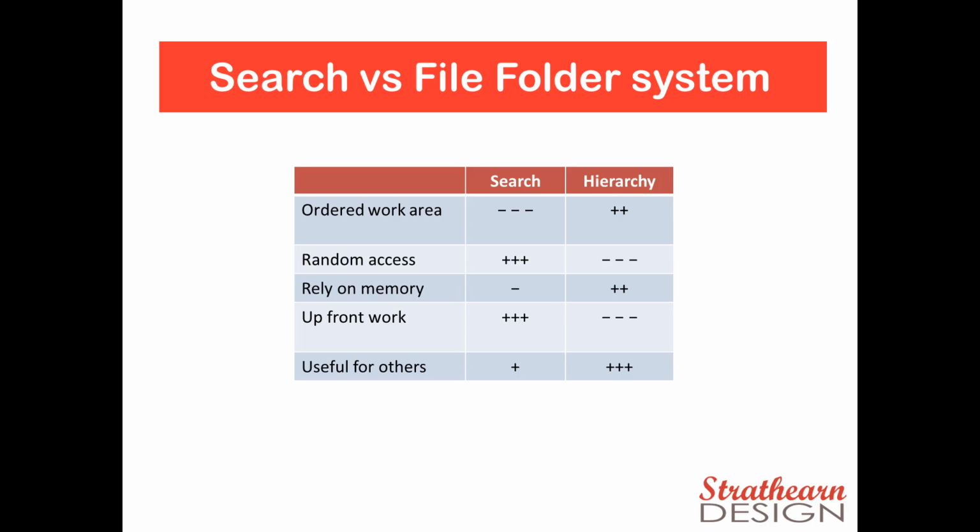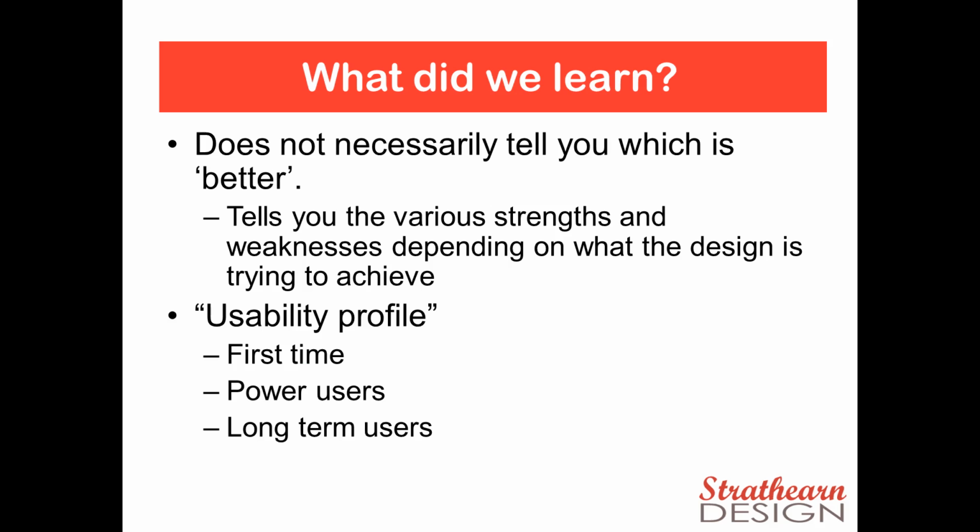Now, I've just put these in as criteria that I think are important. There would be others, and you may or may not agree with my positives or negatives, but I think actually that's kind of the point, that this example shows that the analysis itself doesn't necessarily tell you what is better. All it tells you is that depending on what various strengths and weaknesses you want, it can give you a direction in terms of what design is better. And specifically, you can tailor your design towards the usability profile of what you're trying to design for.